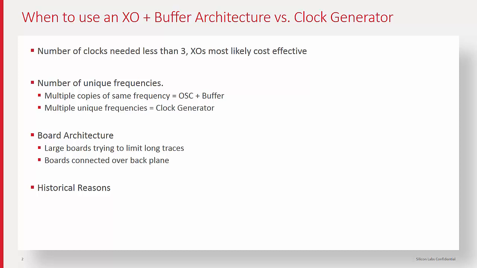Sometimes it's easier. Companies sometimes prefer oscillator buffer architectures because it's easier to find second or third sources for oscillators, whereas custom clock generators that consolidate everything into one chip are usually sole sourced, and so sometimes companies have reservations about that. But the good thing is that Silicon Labs has such a large portfolio that we can support any preferred architecture, whether it's all consolidated into one clock generator, oscillators only, or oscillators plus buffers.